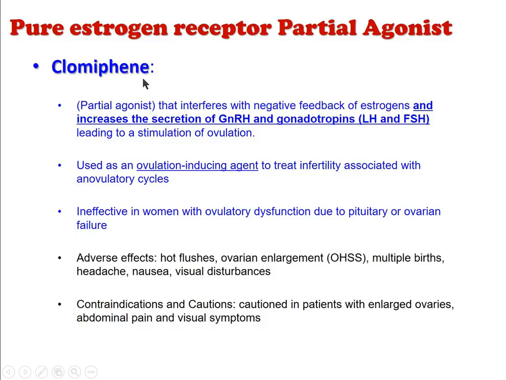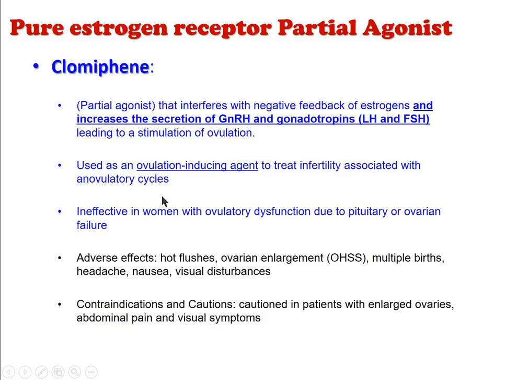So what it's going to do is release, or partially release, that brake. So what will happen then? It will basically increase the stimulation of LH and FSH. So this can be used as an ovulation-inducing agent to treat infertility. But the drug is ineffective in women with ovulatory dysfunction due to pituitary and ovarian failure.